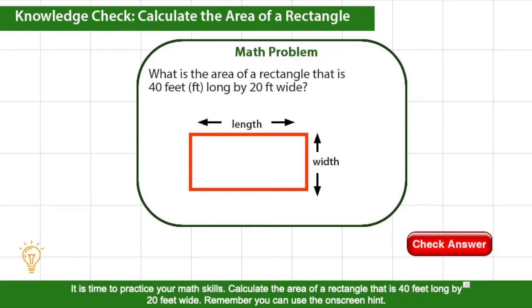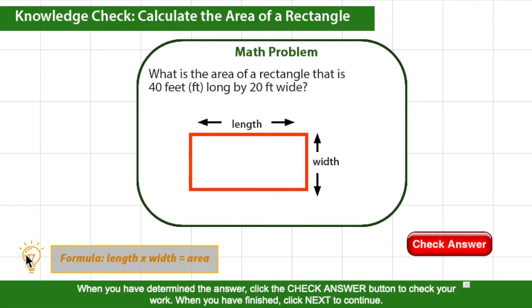It's time to practice your math skills. Calculate the area of a rectangle that is 40 feet long by 20 feet wide. Remember, you can use the on-screen hint. When you have determined the answer, click the Check Answer button to check your work. When you have finished, click Next to continue.